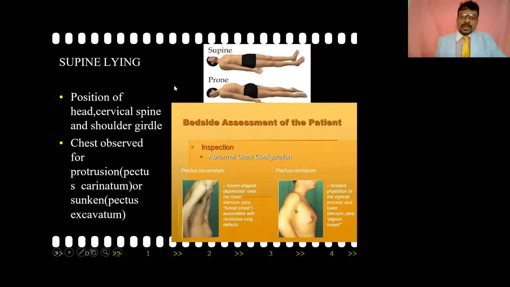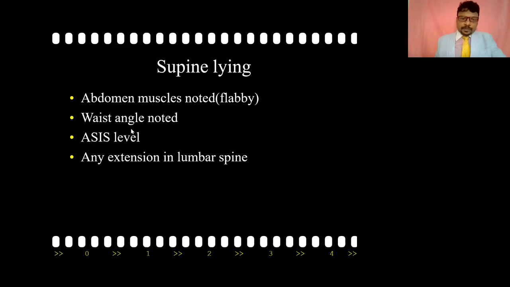We have to observe this in supine lying or in standing. Also in supine lying, we have to check the abdominal muscles, whether they are flabby or strong, any wasting, the waist angles, the hip angles, and the ASIS, anterior superior iliac spine levels, and any extension of the lumbar spine. In supine lying, we put a hand below the lumbar region to see how much space there is. According to the space, we can confirm whether a muscle has tightness or weakness. So we have to check for any extension in the lumbar region.